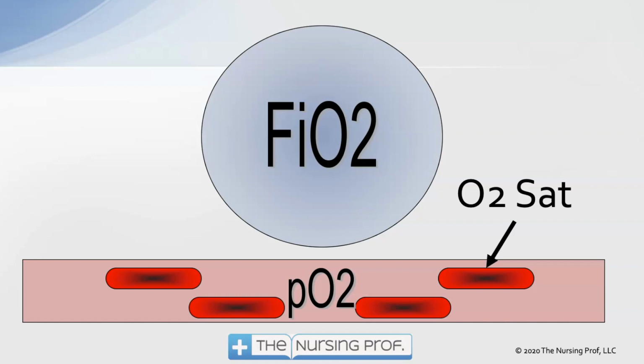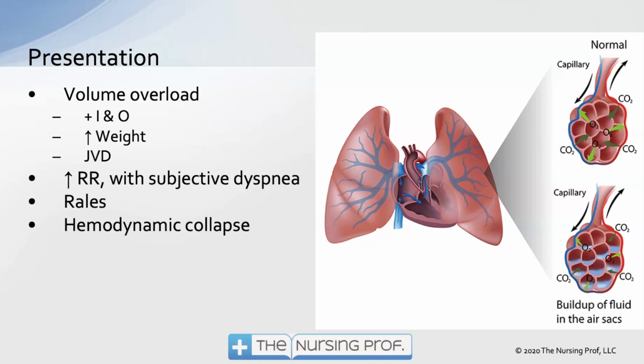membrane is working. However, what if you don't have a blood gas available to be able to see the PO2? In that case, then we can be looking for the subtle signs of an increase in respiratory rate associated with subjective dyspnea. The patient is going to feel like they're having trouble breathing because they are in fact having trouble getting oxygen across that alveolar capillary membrane.